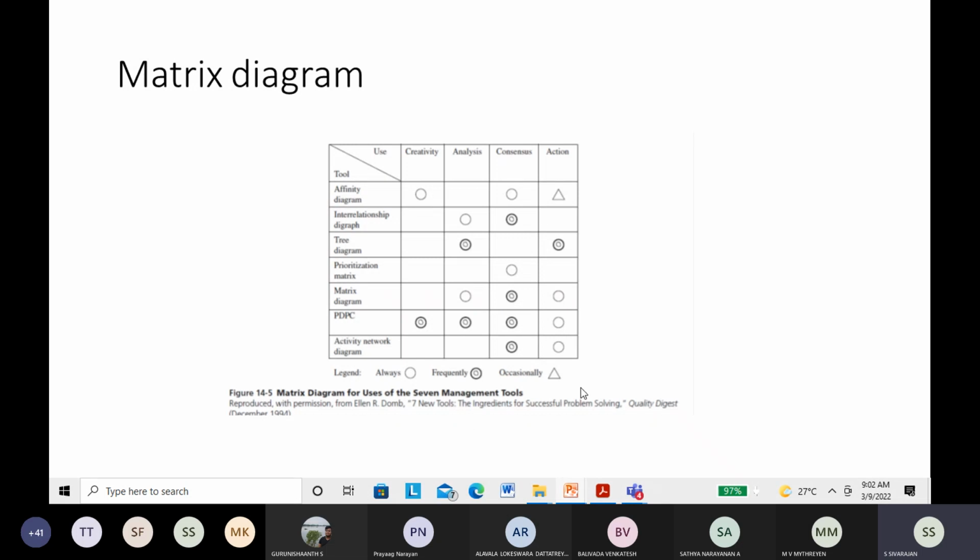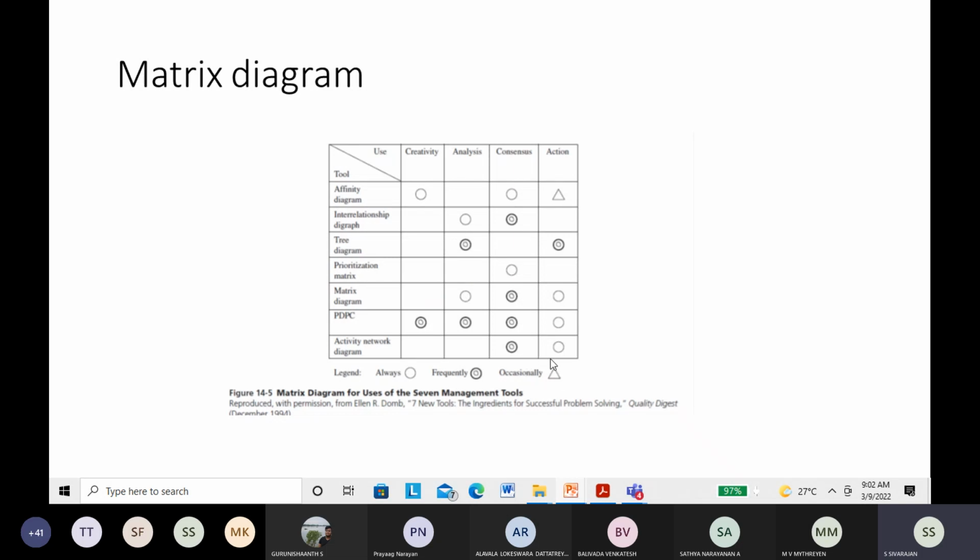So like that, you map each one of them. A triangle means very occasionally. If there is no symbol, that means there is no relationship. Affinity diagram has nothing to do with analysis, so we are not doing any analysis. Whereas interrelationship graph, some analysis we are doing. Tree diagram, here also some analysis is there. There is prioritization also, where we are only doing the ranking.